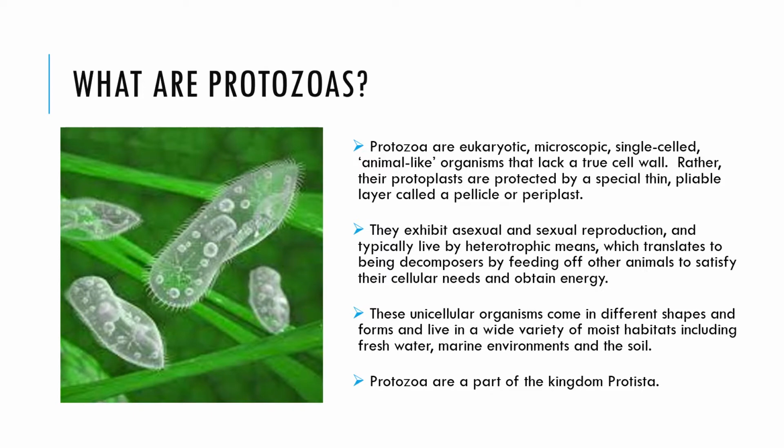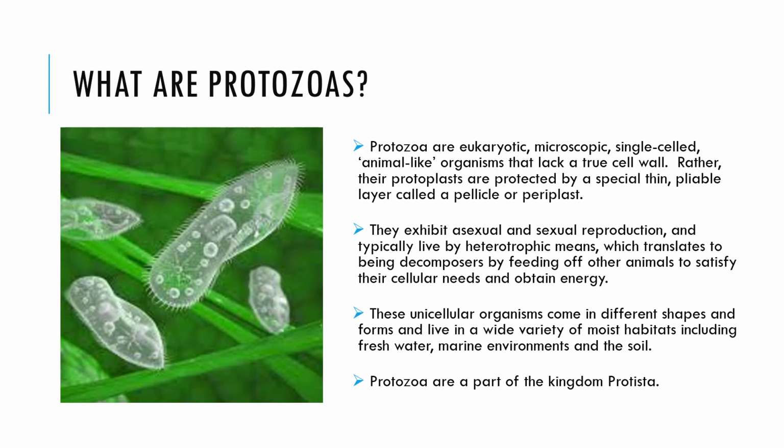What are protozoa? Protozoa are eukaryotic, microscopic, single-celled, animal-like organisms that lack a true cell wall. Rather, their protoplasts are protected by a special thin, pliable layer called a pellicle or a periplast.